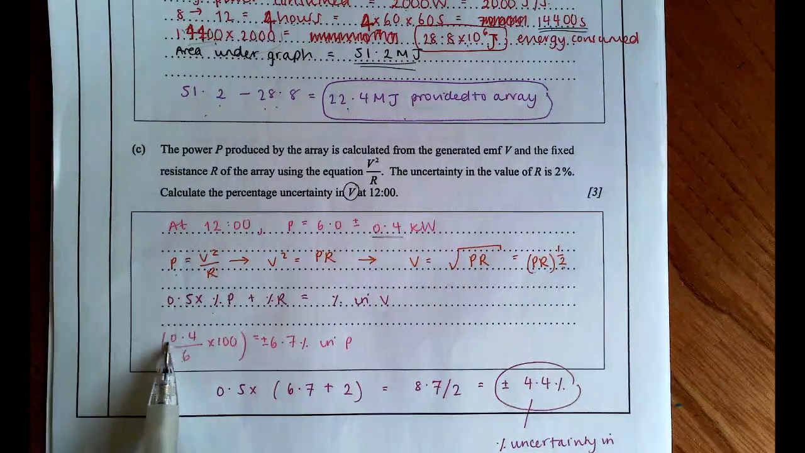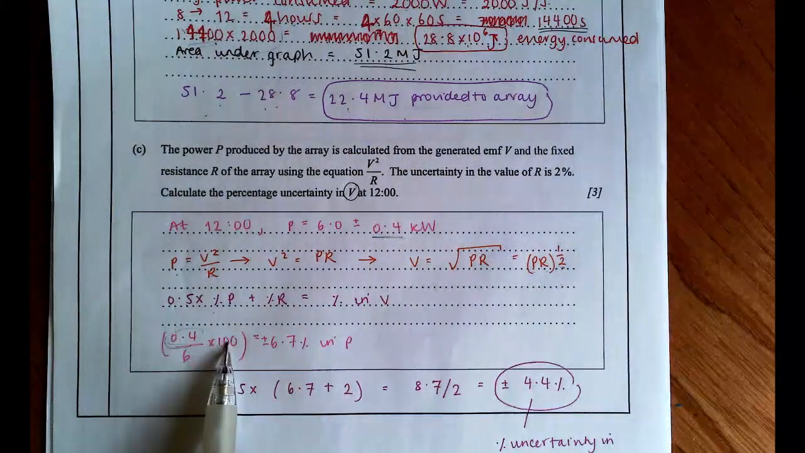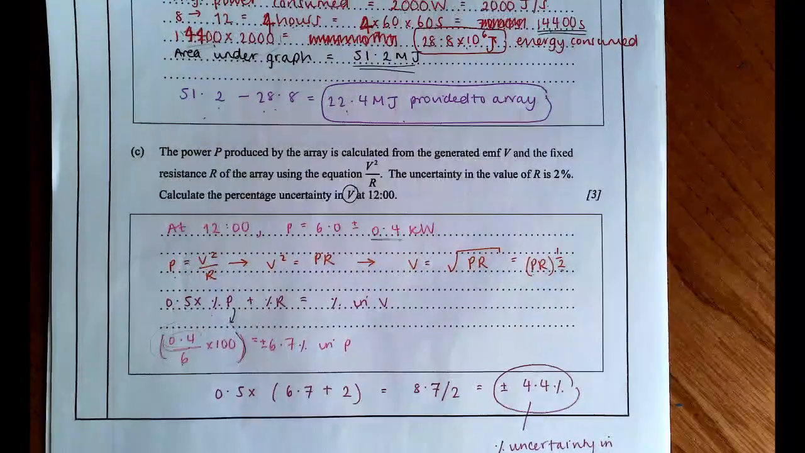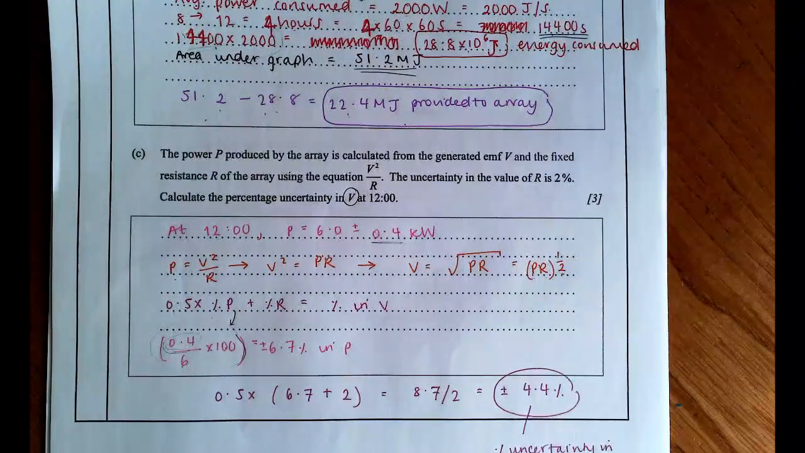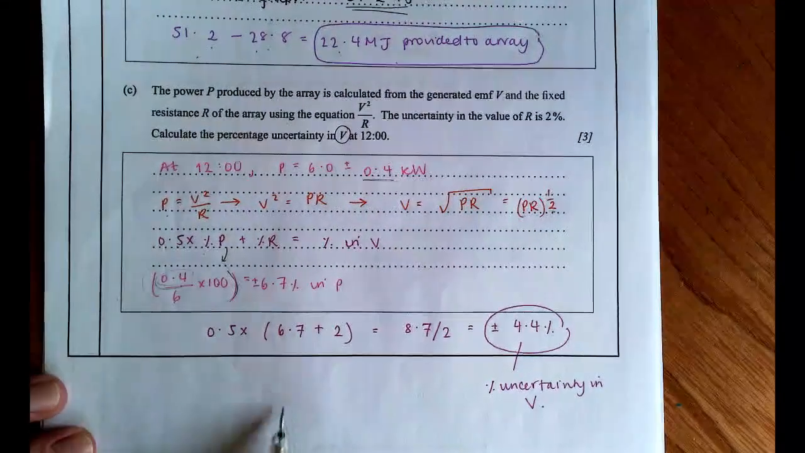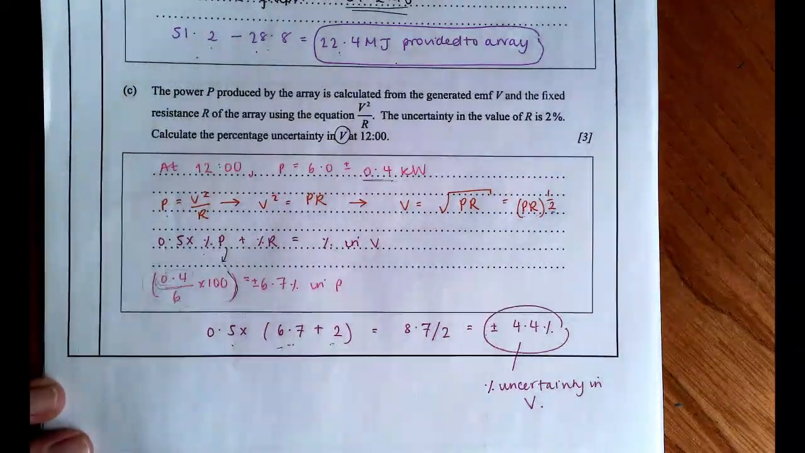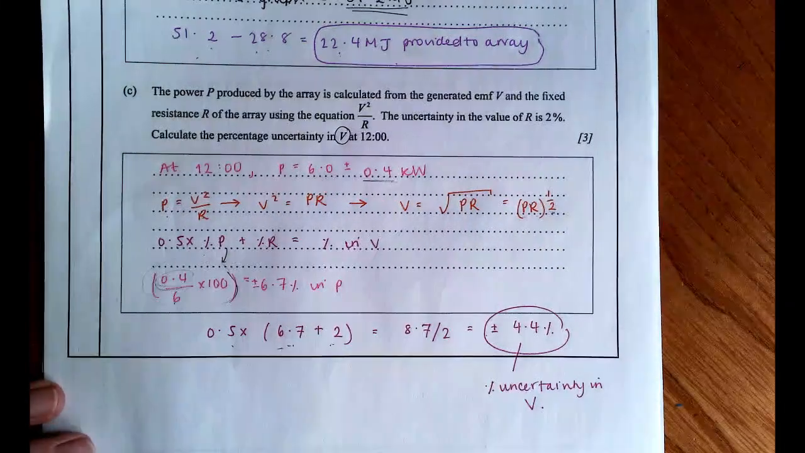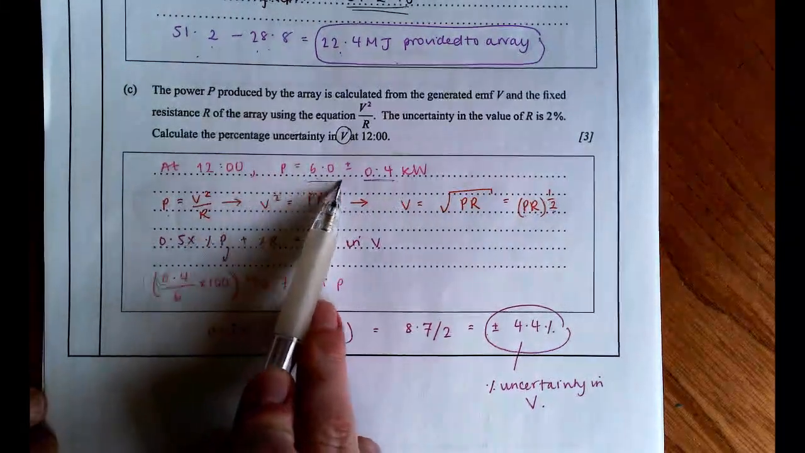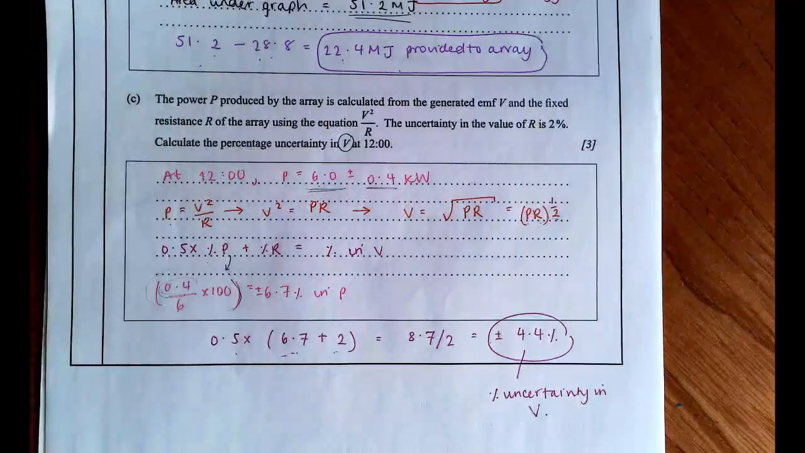So this is my absolute uncertainty that we calculated for P over the value of P. Multiply it by 100, that gives us the percentage uncertainty in P, and we are told the percentage uncertainty in R in the question is 2%, so I'm just going to add those two together, multiply by a half, and I get my percentage uncertainty of plus or minus 4.4%. Okay. If you read off the power value slightly differently, you might get a slightly different number, but again, you should be looking at something in that ballpark.